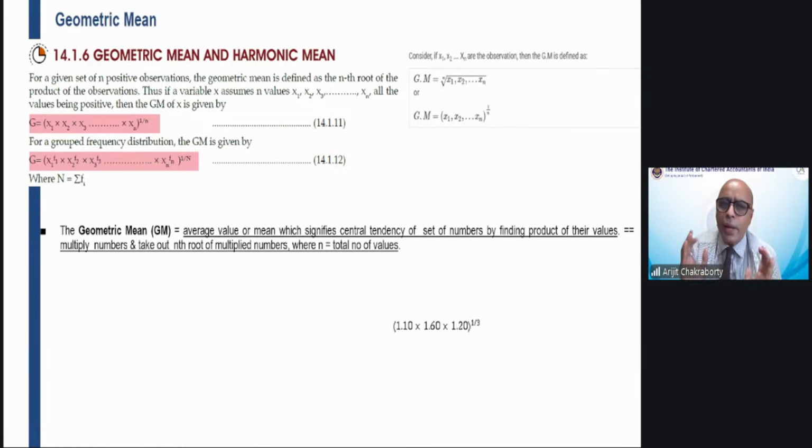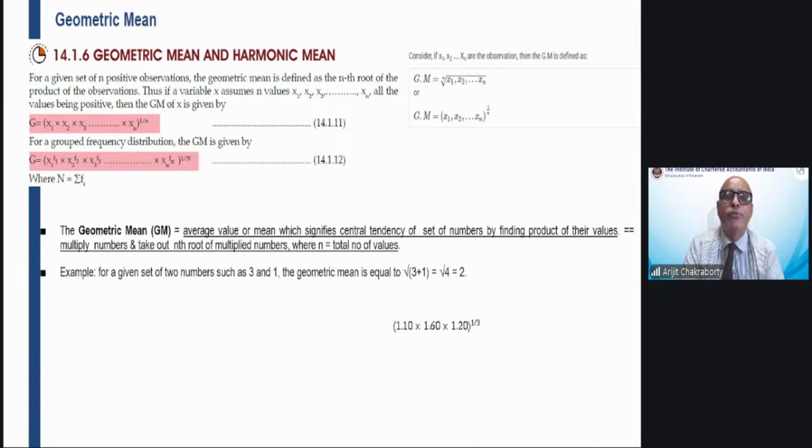So if there are n numbers, or say let us take a situation where we have 5 numbers and we want to find out their arithmetic mean, we simply add the five numbers and divide the sum by 5. But in this case, we are multiplying those 5 numbers and we get a product, and the geometric mean is the nth root of that particular product. So this is where geometric mean differs from arithmetic mean.